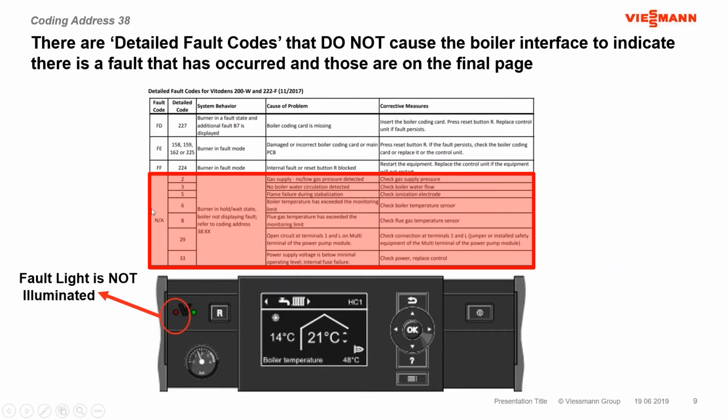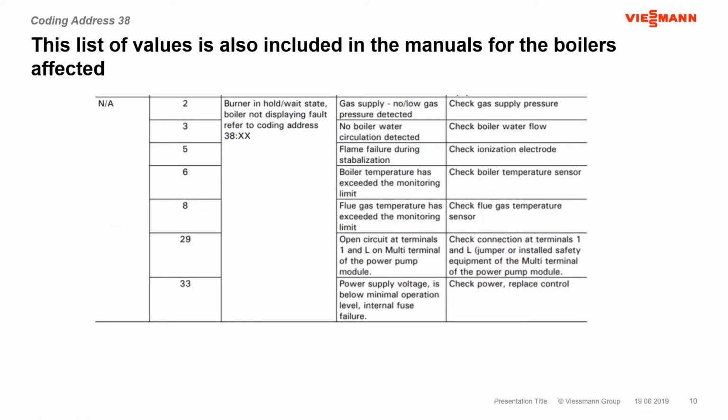So specifically, we're going to look at if we have address 38 as a value of 2, address 38 as a value of 3, address 38 as a value of 29, and address 38 as a value of 33. So these are the ones that we will see flash up on that address 38, and I'll give you the information here to help you correct those. The manual now has that information as well, so you don't really have to go to the technical service bulletin to get this information. It's now part of the actual service manuals as well.